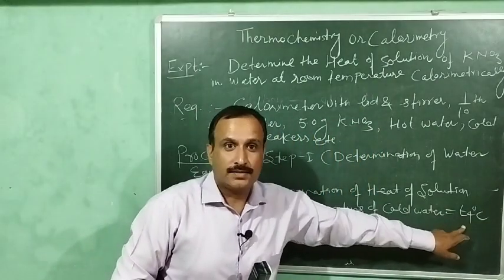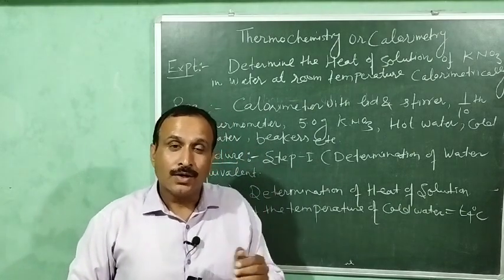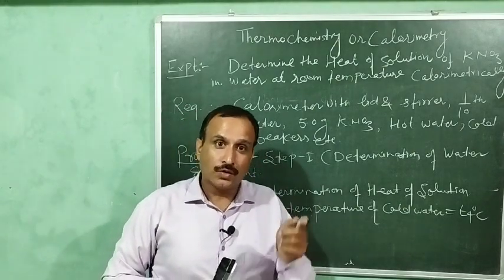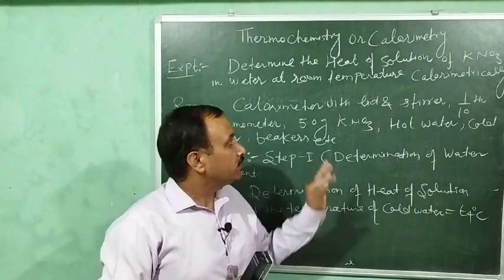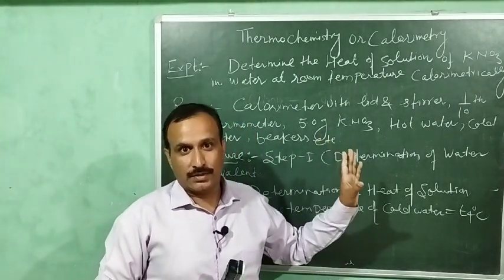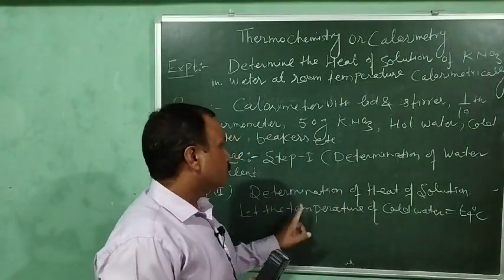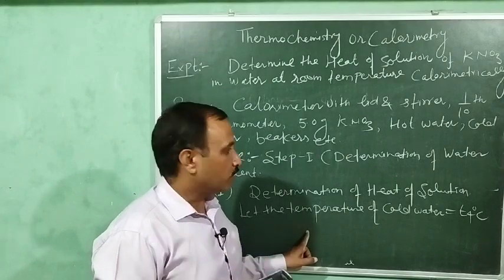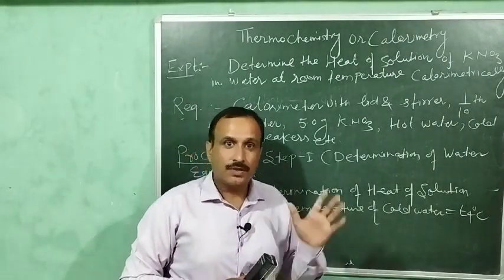Why T4 degree Celsius? Because T1, T2 and T3 will be the temperatures of cold water, hot water and mixture during the determination of water equivalent. That's why in case of heat of solution, the temperature of the 100 ml cold water will be equal to T4 degree Celsius. So this is the first step.